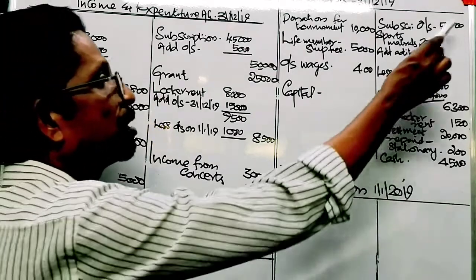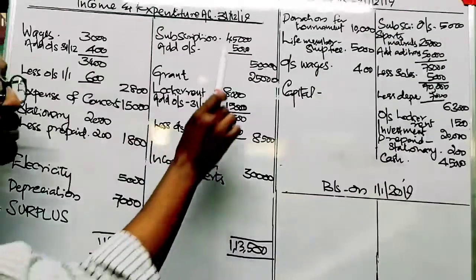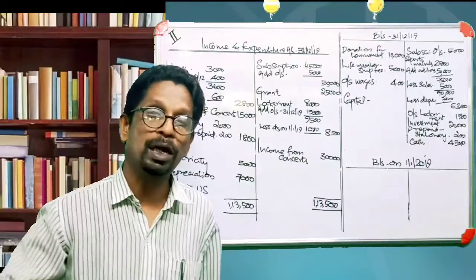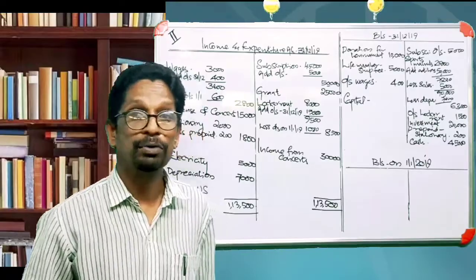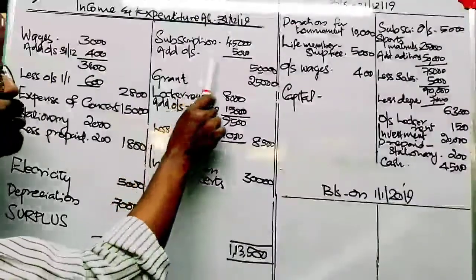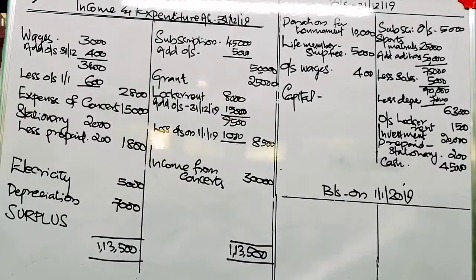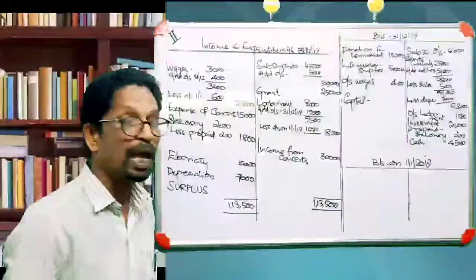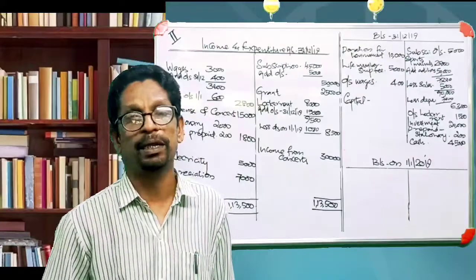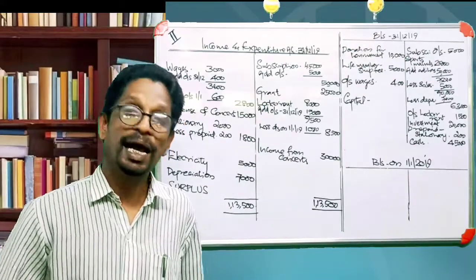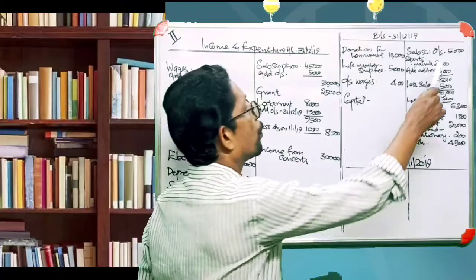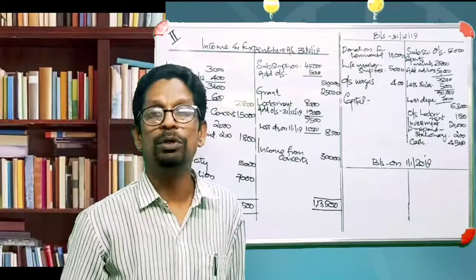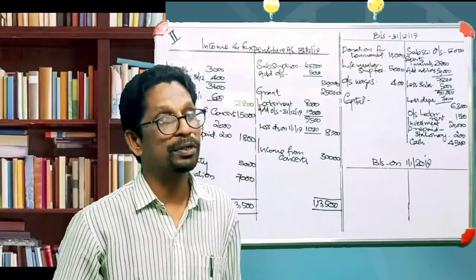Outstanding subscription, how much here? 5,000. Listen now. Subscription, how much we received? Only 45,000. How much is the total amount to be received? 50,000. So the amount of subscription outstanding is rupees 5,000. The total amount of subscription income is equal to how much now? 50,000. And out of this, 5,000 is pending or outstanding, and it is an asset now. So it should be posted also into the balance sheet of the current year, that means as on 31st December 2019.